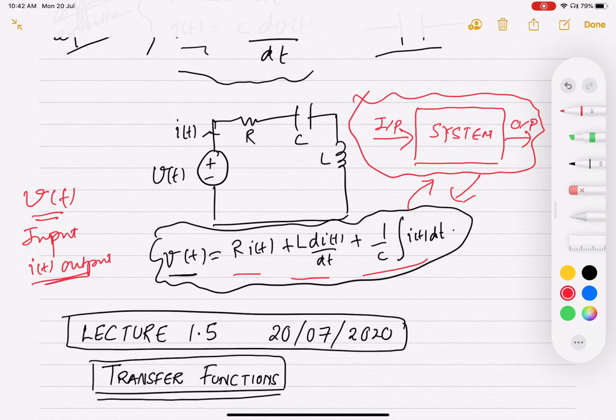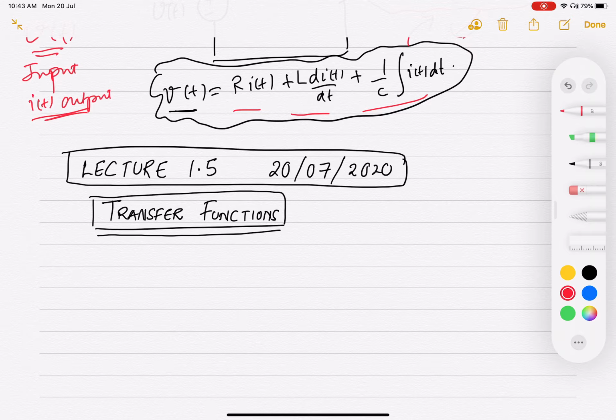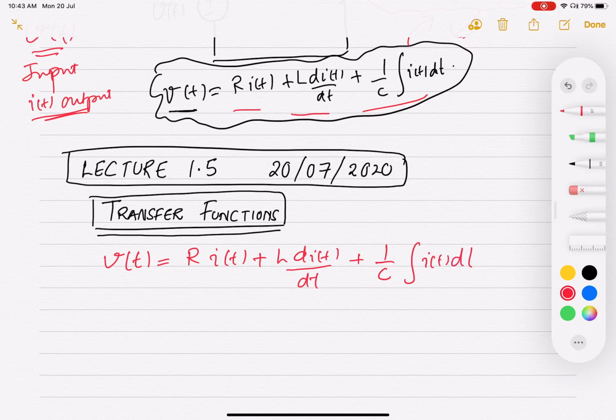The answer is yes, and we already know a little bit about that. We have done Laplace transformation in mathematics courses, and Laplace transformation is a very useful tool for creating block diagram representations of systems that we are trying to control. So this is the governing equation, and we are saying that this voltage is the input to the system, and the current is the output from the system.